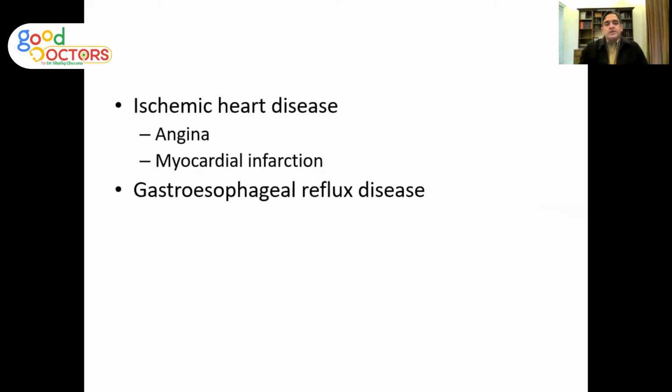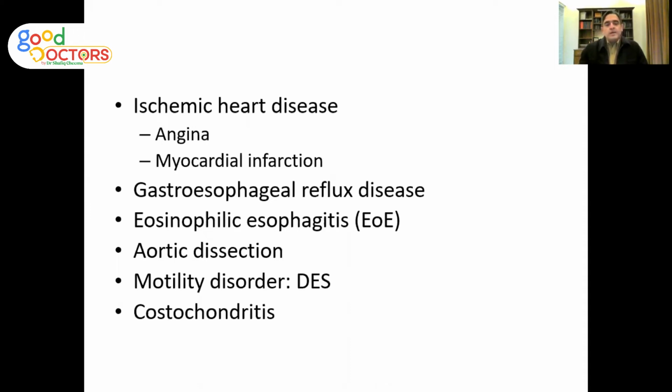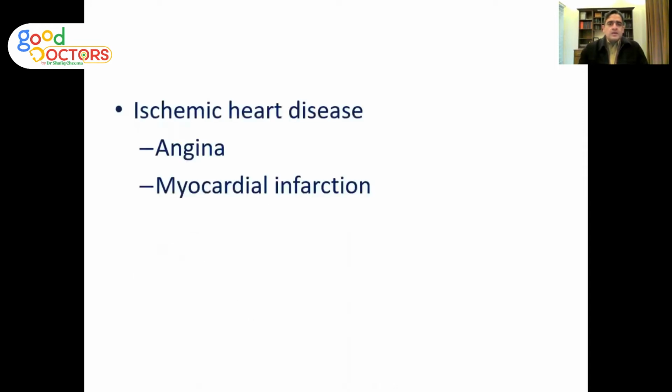Apart from that, there are possibilities like gastroesophageal reflux disease. I'm also going to think of eosinophilic esophagitis. Then, less likely possibilities are aortic dissection, and motility disorders of the esophagus like diffuse esophageal spasm, which presents as retrosternal discomfort or pain. Then costochondritis and things like that should also be considered.